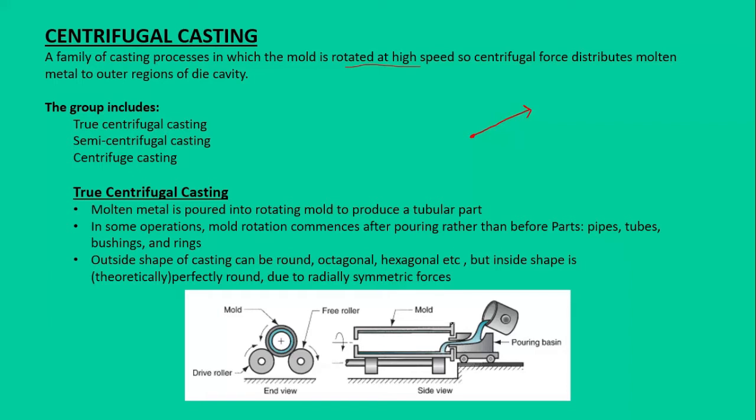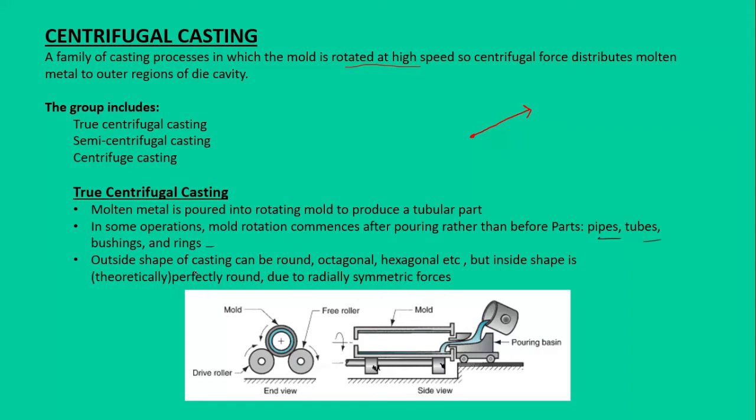So we have a hollow mold, and this is the pouring basin from where we pour the molten material into the mold cavity, and these are the driver rolls which are rotating the mold at a very high speed. In some operations the mold is rotated before pouring the molten material, so that the mold is already rotating at a high speed, and during that rotation we are pouring the molten material into the mold cavity, while in some cases we first pour the molten material and then the rotation of the mold starts. This kind of casting is mostly used to make pipes, tubes, bushings, rings and other hollow parts.